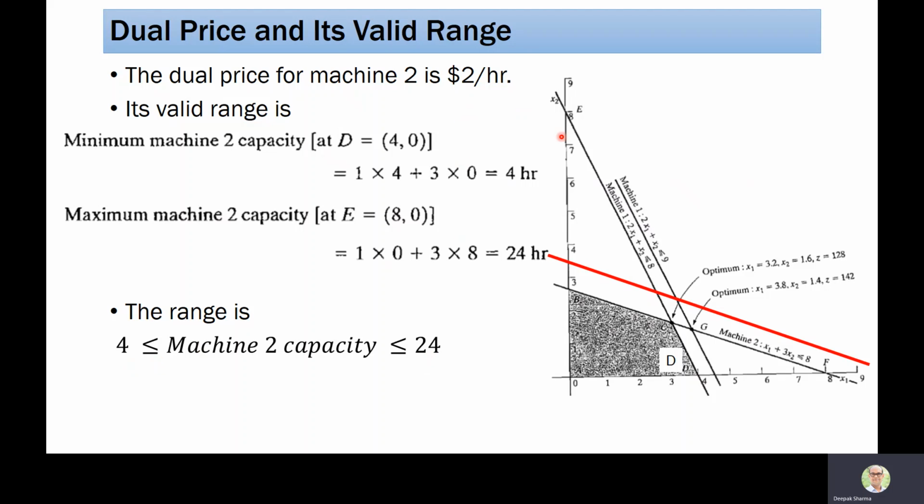So within this range, the dual price for constraint 2 is $2. Now in this particular slide, I did not show you how we calculate $2 per hour, but you follow the same concept: in constraint 2, if you change the right hand side by 1 unit, calculate the objective function again, then you know the formula and you can get the dual price. So this dual price will remain valid when the machine 2 capacity is changing from 4 to 24.